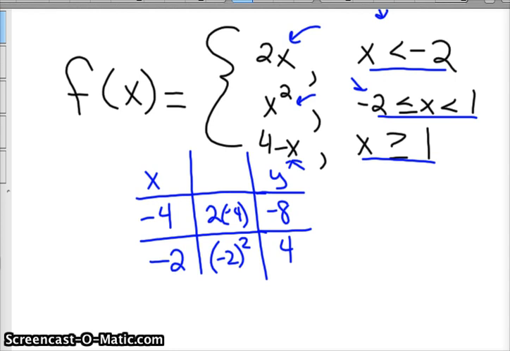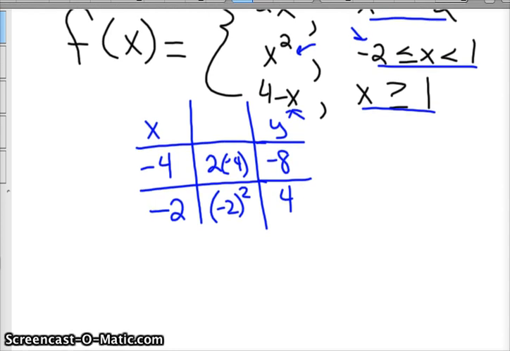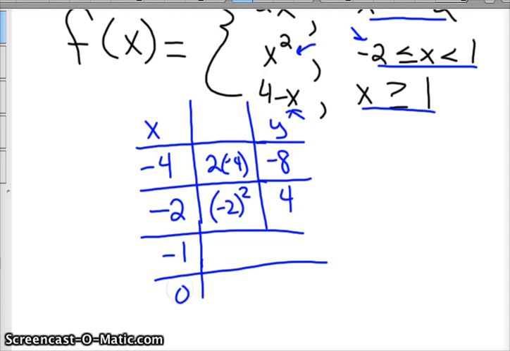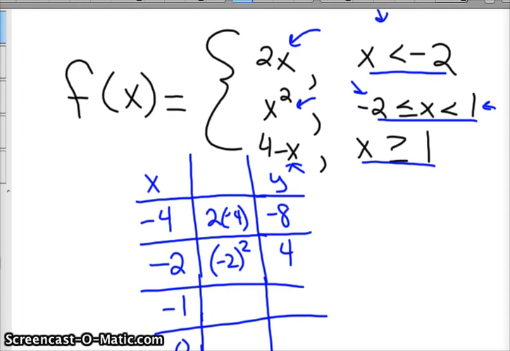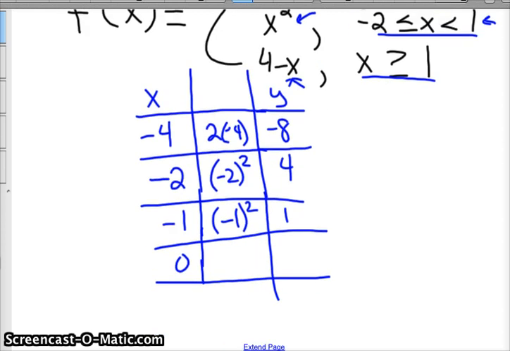How about -1 and 0? We'll do both of those. Well, -1 falls in this middle area too, and so that would be squared. So you'd have -1 squared, which is 1. And then 0 is also in that middle section, so that'd be 0 squared, which is 0.